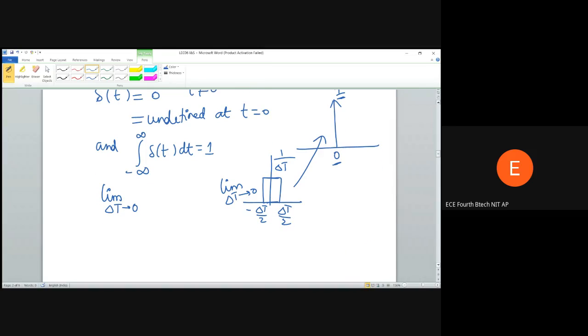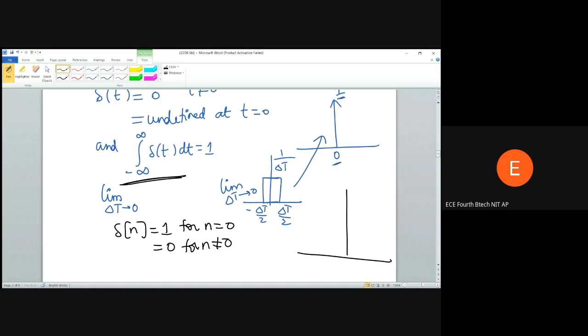If I define the same for a discrete impulse, delta of n is equal to 1 for n equal to 0 and equal to 0 for n not equal to 0. You don't find the undefined expression in the case of a discrete impulse. So if this is 0 and this is 1, this is a discrete impulse.